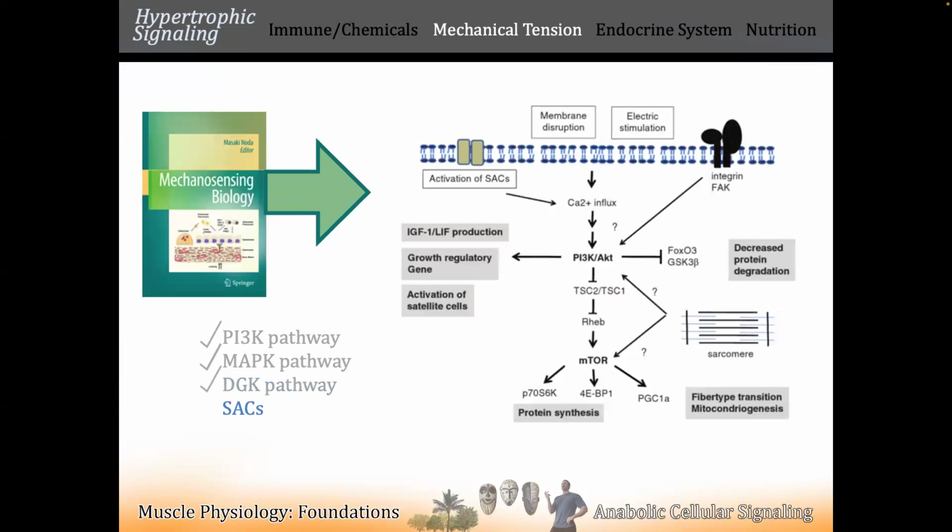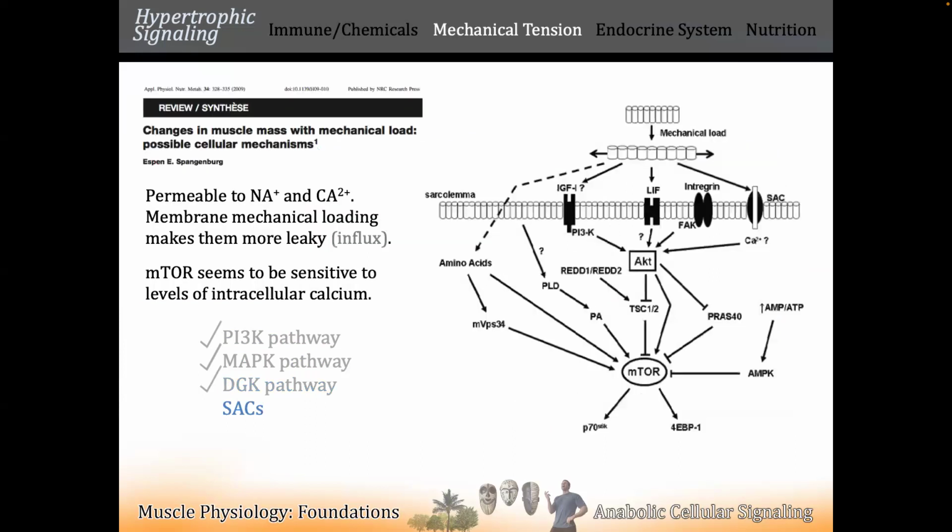And then one last mechanism that we'll talk about is stretch activated channels. With eccentric loading, you'll get these SACs, stretch activated channels, opened up for some calcium influx, and you see a subsequent augmentation of PKP signaling.